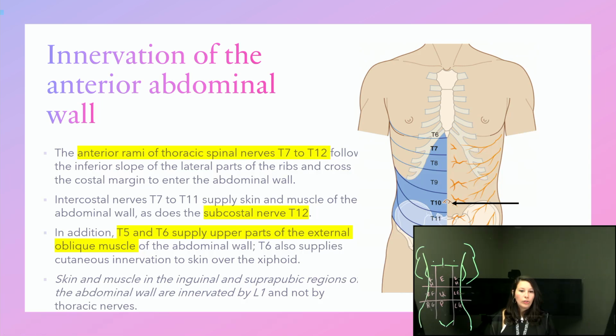Okay, so they are supplying the skin and the muscles of these inguinal and suprapubic regions. They are innervating all of the anterior abdominal wall, and then over by the inguinal and suprapubic regions, you do have parts coming from L1. So there's also an overlap there between T12 and L1.